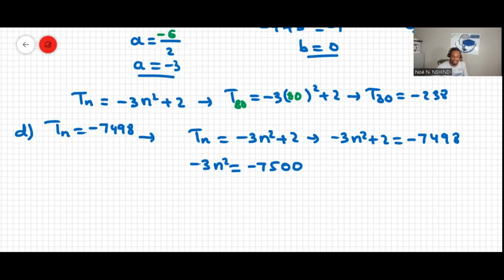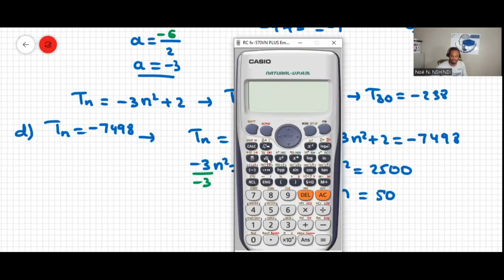Then we divide both sides by -3, and this makes n squared equal to 2500. To find n, we can square root both sides. The square root of 2500 is equal to 50. We can check on the calculator, and that's equal to 50. That's n.